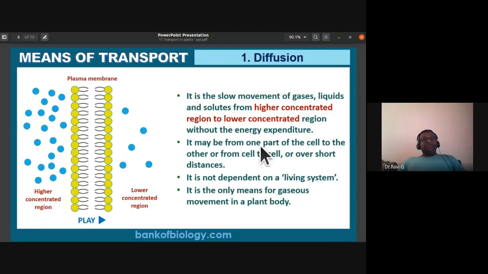So diffusion may be from one part of the cell to the other, or from cell to cell. This diffusion can also take place over short distances. I told you about how diffusion takes place between our alveoli and the capillary.